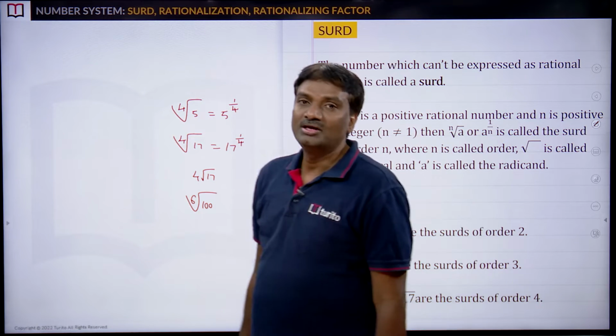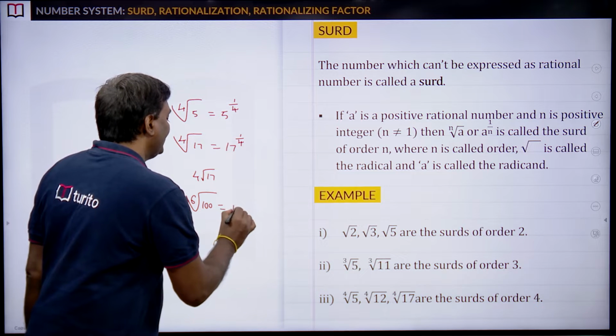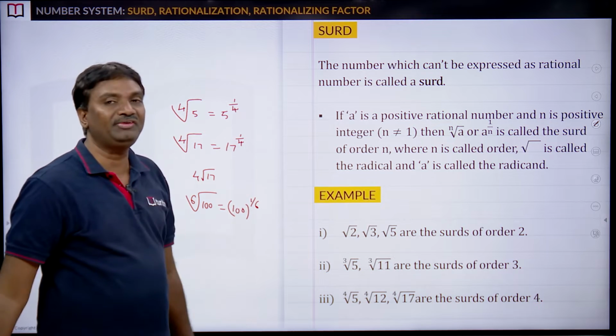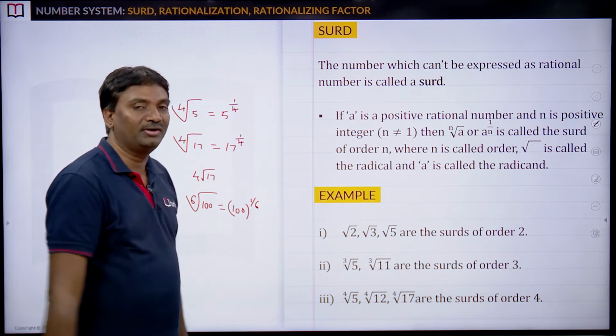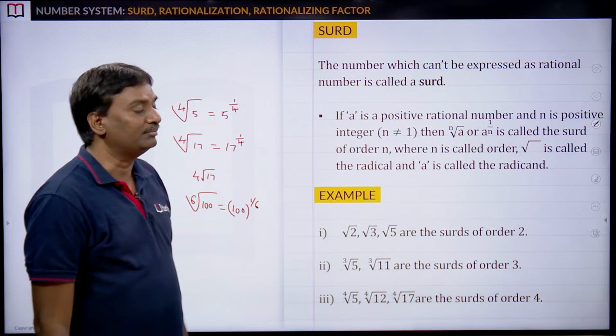Very good. The order of the surd sixth root of 100 is 6, because this can be written as 100 power 1 by 6. That is why we can say this is a sixth order surd. Hope you understood the definition of surd.